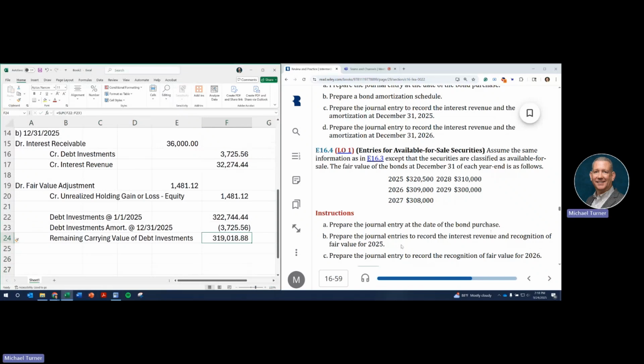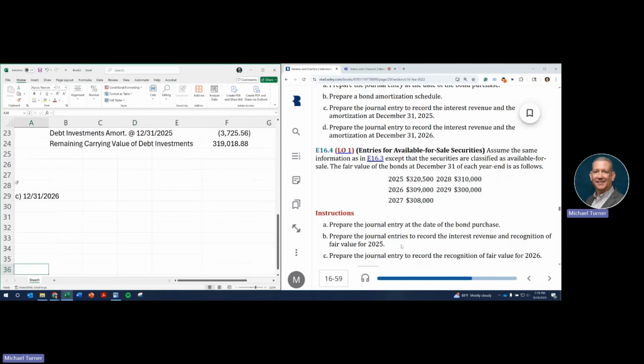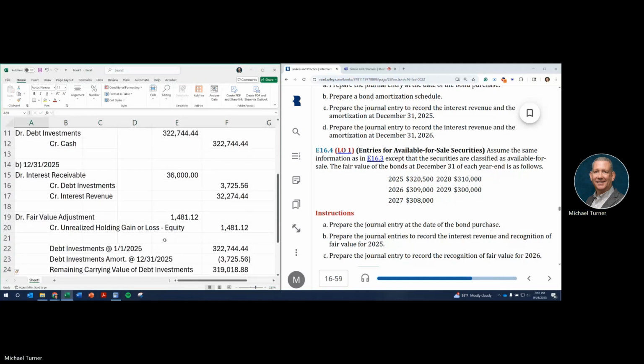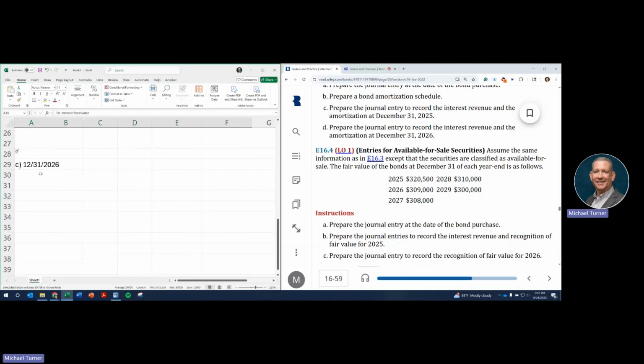Yep, we're going to have to record the journal entry. We're going to have to calculate the journal entry anyway, so let's start with that. For interest, I'm going to copy this down and we're going to record. I know it's not asking, but we need this amount right here.